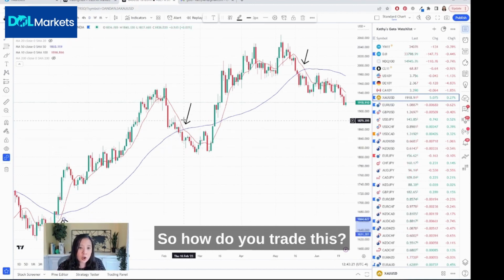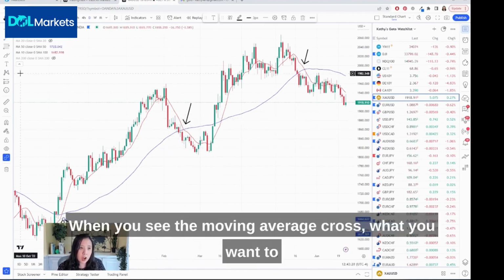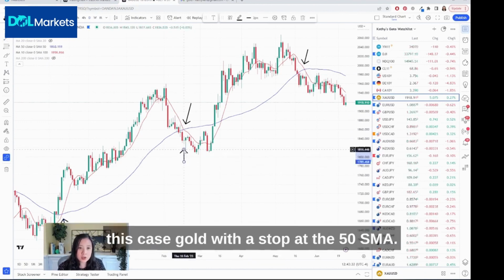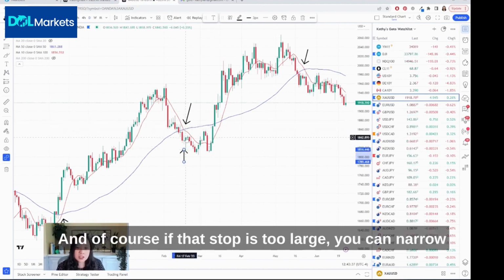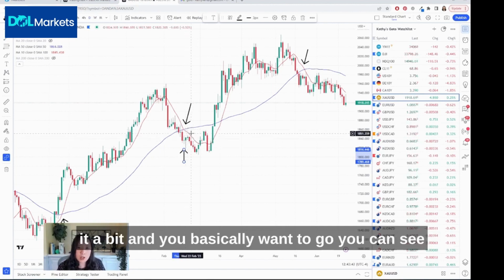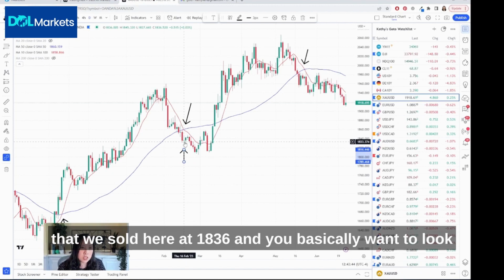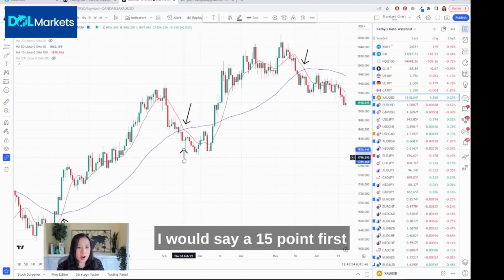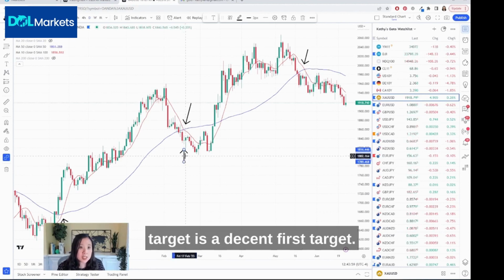So how do you trade this? When you see the moving average cross, what you want to do is sell. You want to sell, in this case, gold, with a stop at the 50 SMA. And of course, if that stop is too large, you can narrow it a bit. You can see that we sold here at 1836, and you basically want to look at the bottom of the move, which is 1804, and about, I would say, a 15-point first target is a decent first target.